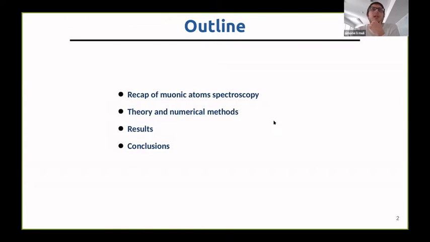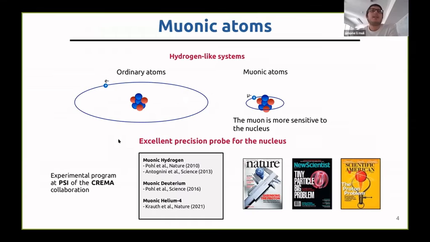So I've included a short outline for what we are going to do. We are going to start by doing a recap of muonic atom spectroscopy. We'll go very fast there since I just want to highlight maybe a few key points to help me go through with my presentation. Then we have a section with theory and numerical methods, one section with the results, and one with the conclusions.